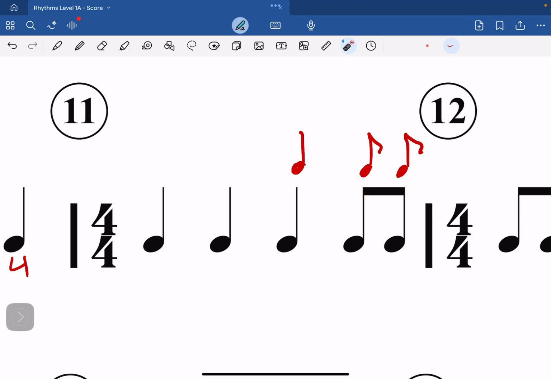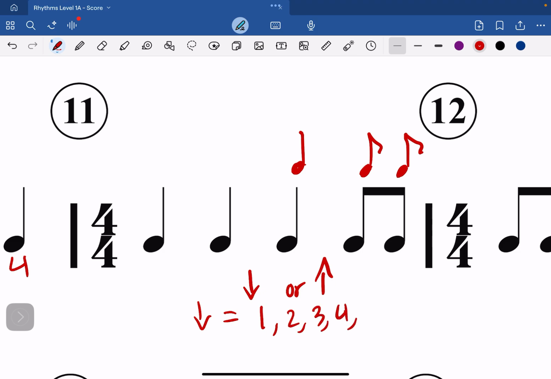So again, let's review. An eighth note gets how many beats of music? 1 eighth note gets a half a beat. That's very important you understand that. Now, that half beat is either going to be a downbeat or an upbeat, okay? So the downbeats, we're going to use what to represent the downbeats? Numbers 1, 2, 3, 4.